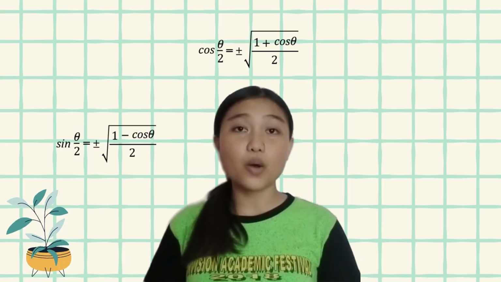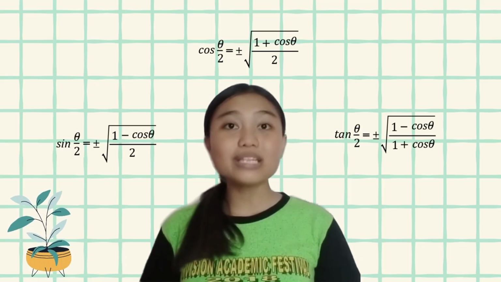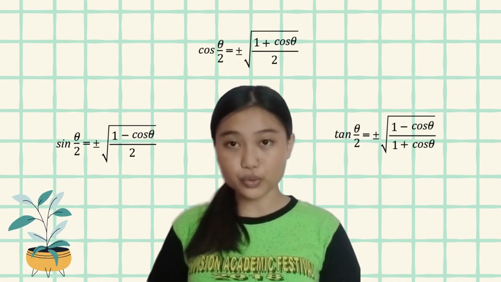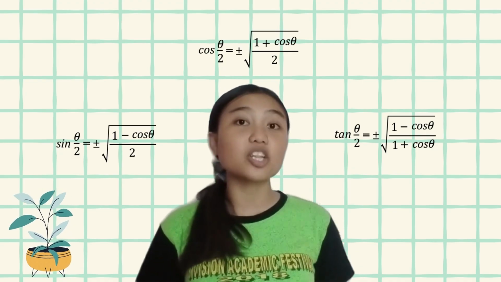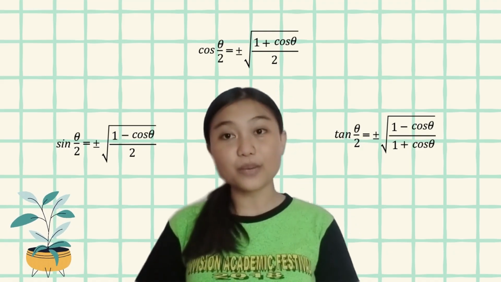These formulas allow us to calculate the exact values of trigonometric functions when the angle is half of a known value. So instead of memorizing a long list of new angles, you can use this smart shortcut to compute them precisely. In this lesson, we'll not only learn how to derive these formulas, but also how to apply them step by step with real examples.